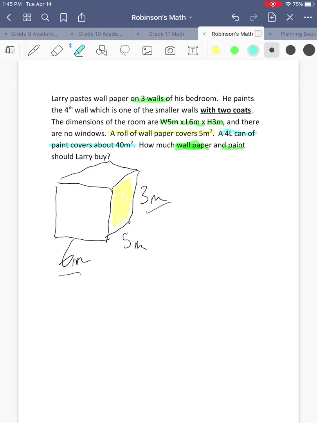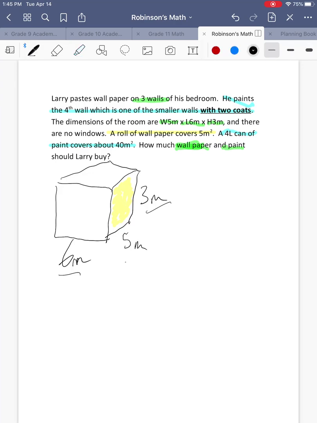So what we do is, it says here he paints the fourth wall, which is one of the smaller walls, with 2 coats of paint. That's important because we have to take our answer then and multiply it by 2, which some students in the past have not read correctly. So we have to find the area of the small wall.